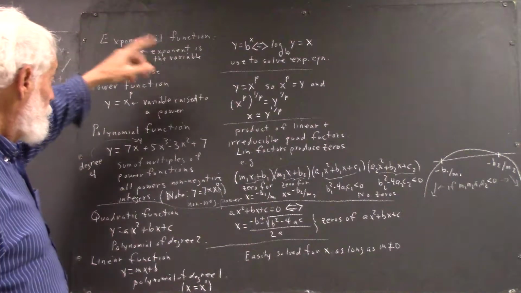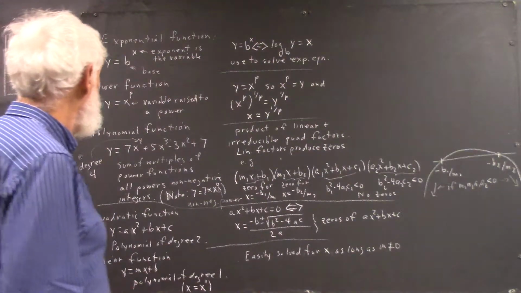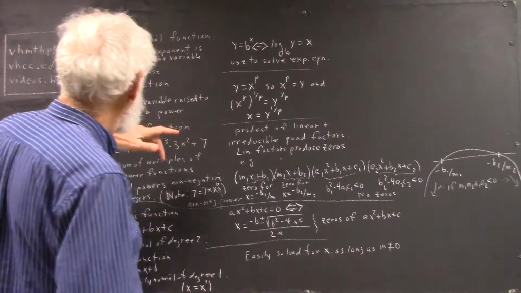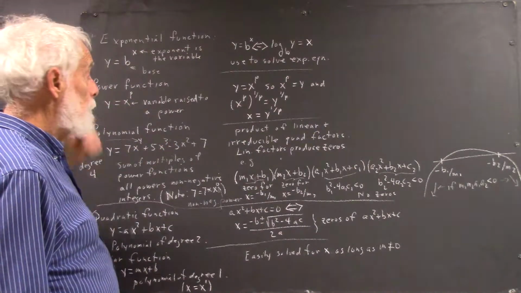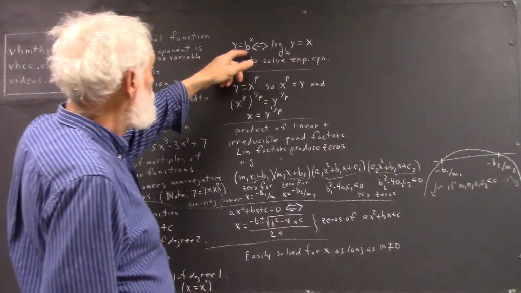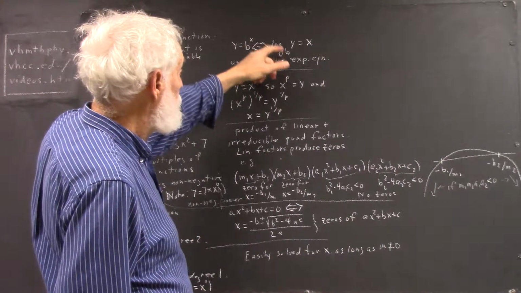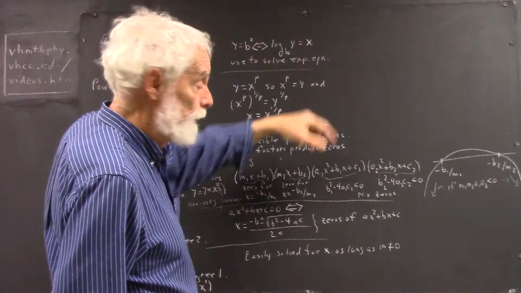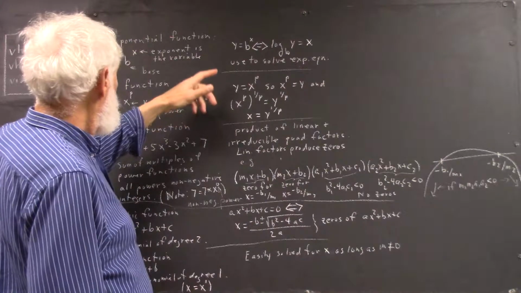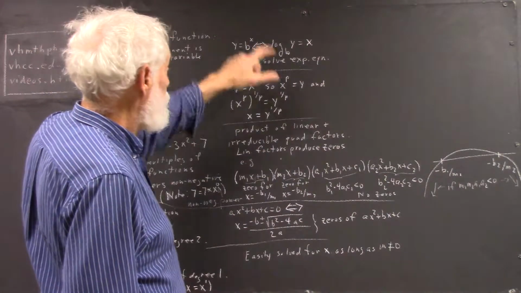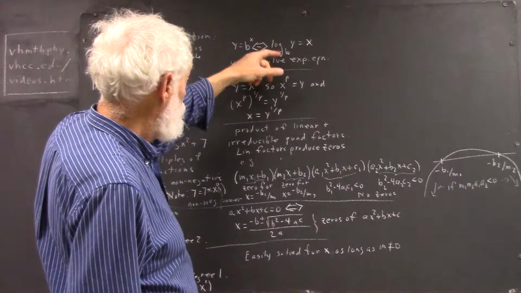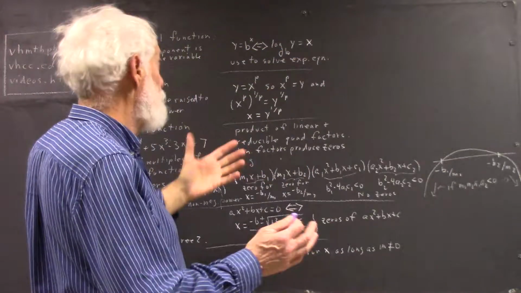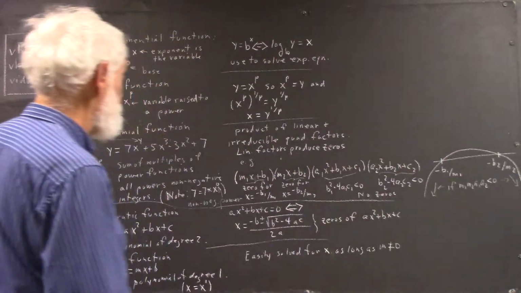Now, a few things about these functions. One of the big deals for exponential functions is that y equals b to the x is equivalent to log base b of y equals x. So if we want to solve this equation for x, we just convert it to logarithmic form, and we calculate log to the base b of y using the rules of logarithms.